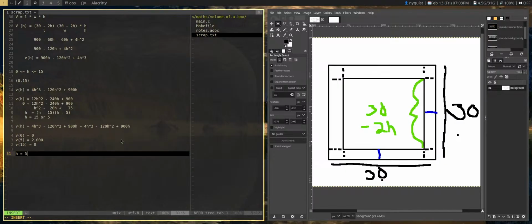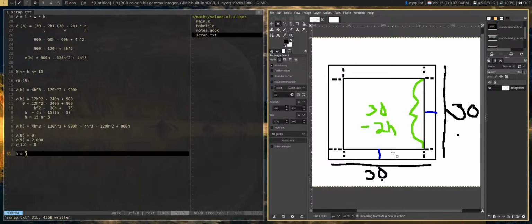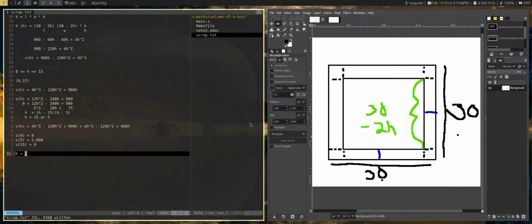So now we know that when h is equal to 5, we have the maximum volume of 2000 cubic inches. This is in inches, by the way. I didn't say that this was all inches, but whatever. So now we solved that, and we figured out the maximum height that gives the maximum amount of volume. Now, what dimensions will get the most volume?